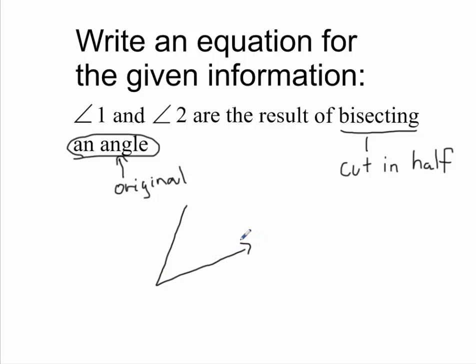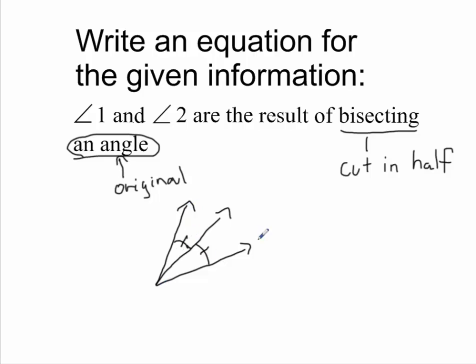We have some angle, and they're telling us that angle 1 and angle 2 are the result of bisecting that angle. So here's my angle. If I were to bisect it, meaning cut it in half, then it would look something like this. And bisect means to cut in half. So if you cut something in half, that means that the resulting angles should be the same size. So I can mark that these are congruent in the image to show that this has been cut in half.